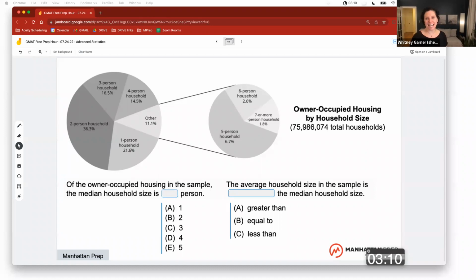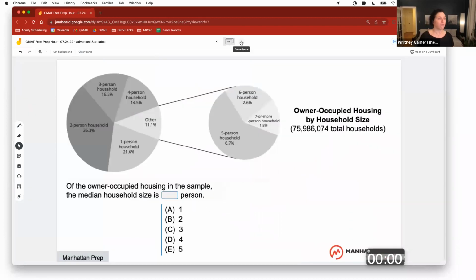So that's about 3 minutes. And I had a great comment in the chat. It's like, is it fair to not really do any math on these problems? It is. There are going to be times where we don't really have to do math. The key though is understanding how to read median off of a table, a chart, or a graph. Let's just first look at the first question. The second one, we're going to talk a little bit about skew to get our answer. But for this median, so of the owner occupied housing, the median household size.